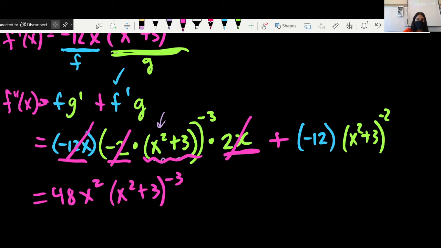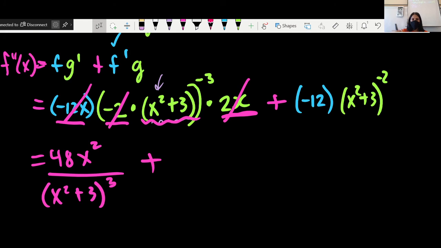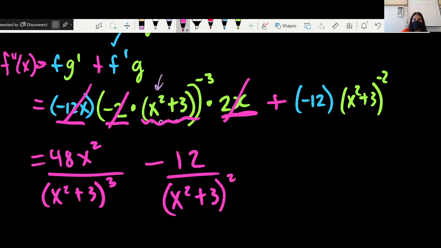Actually, sorry everybody, I'm going to move it downstairs. Let's do x squared plus 3 to the power of 3. Are we all okay with that? I just thought in one step we could do that and make the exponent positive. And then for the other one, I guess it's the same type of thing, but it would be minus 12 all over x squared plus 3, and the whole thing would be to the power of 2.